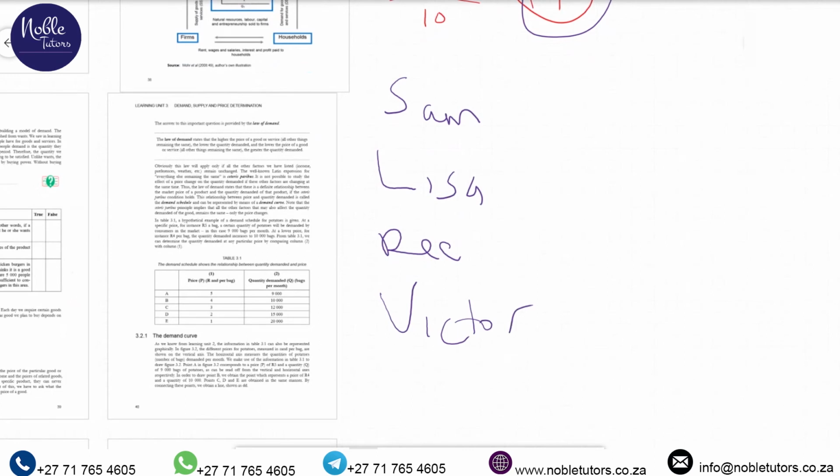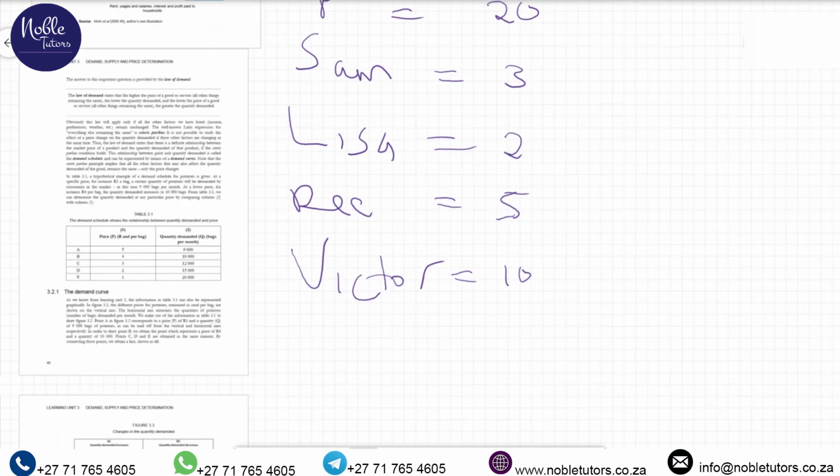And Sam can buy 3 loaves of bread. Lisa can buy 2 loaves of bread. Ree can buy 5 loaves of bread. Obviously, Victor would want to buy more, say 10 loaves of bread. And the price of each loaf of bread in this case is 20 rand. So it means we can come up with individual demand curves.